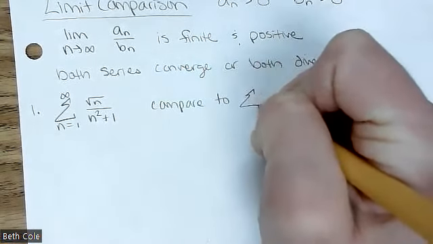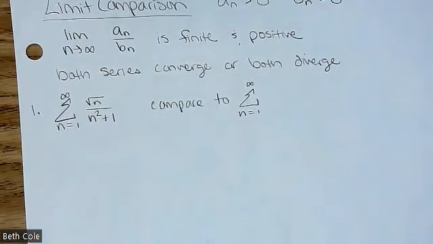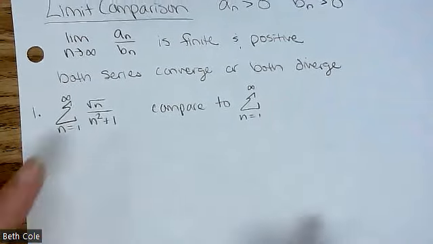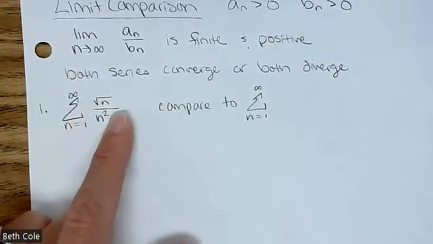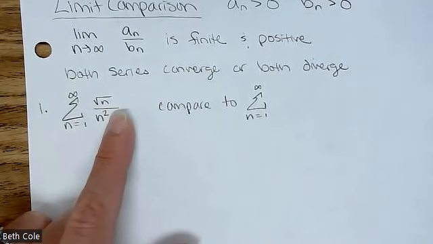So we're going to compare it to another series. Now, when you compare it, it has to be relatively similar. You can't just compare it to anything in the world. And basically what you do is you just use the variables. You get rid of any extraneous numbers. So I'm just going to leave off that +1. So come with me on this.